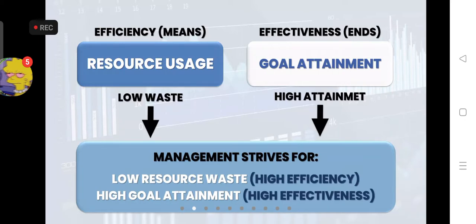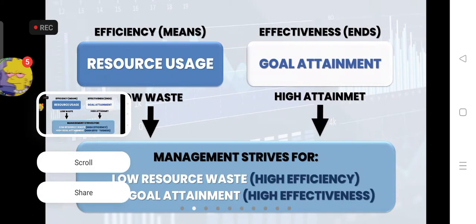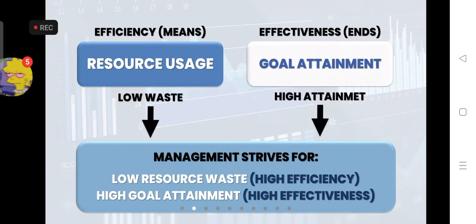With these two working hand in hand, efficiency, which is the resource usage, and effectiveness, which is the attainment of the goal, an organization can pursue its success with low resource waste and high goal attainment. Otherwise, it can be considered that the organization has poor management.